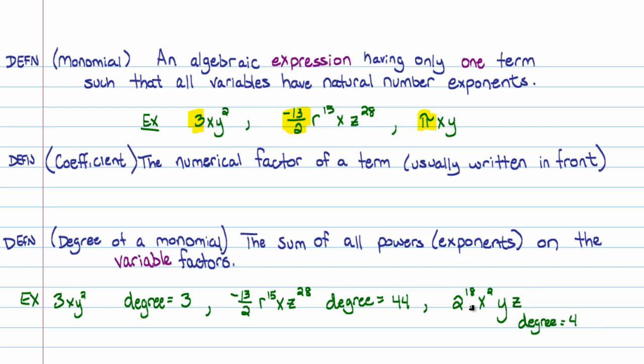You do not take into consideration the power on the constant, because constants do not contribute to the degree of a monomial. So you can ignore any of the powers on the constants.